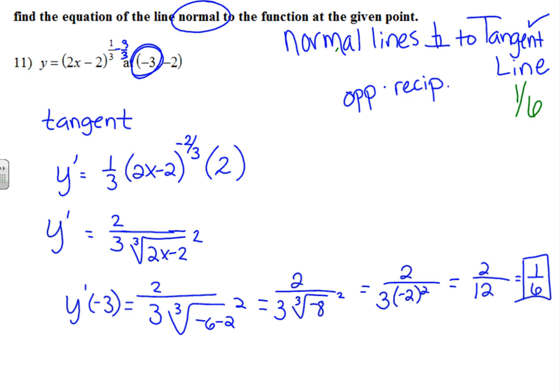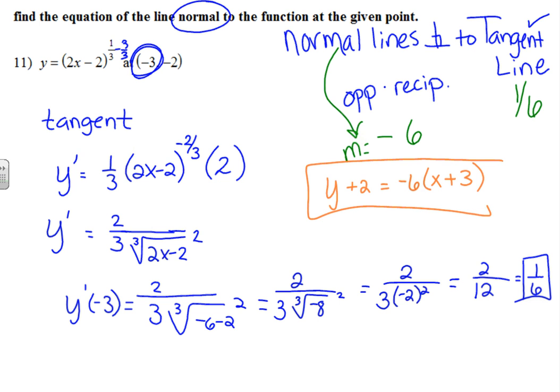So the tangent line slope is 1/6. Therefore, the normal line slope is the opposite reciprocal. Normal line slope, negative 6. Writing the equation of the normal line is y minus y sub 1, which will be plus 2, equals the slope times x minus x sub 1, which gives us a plus 3. Not too bad.